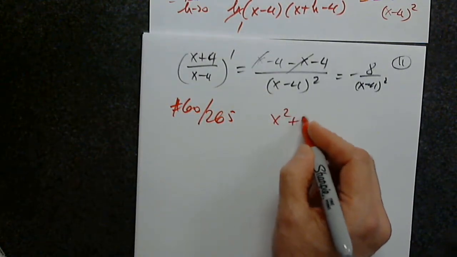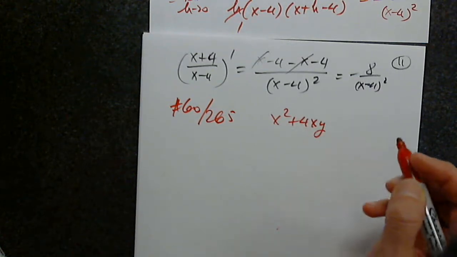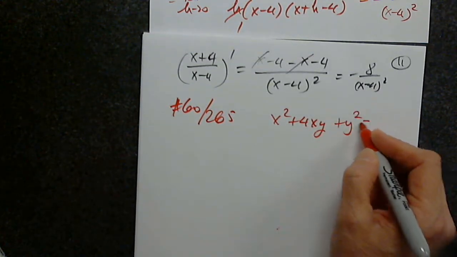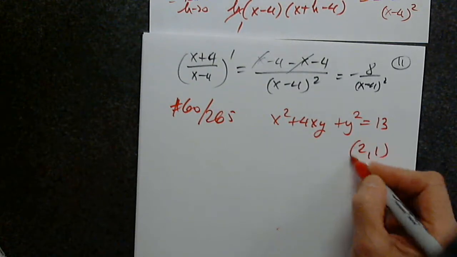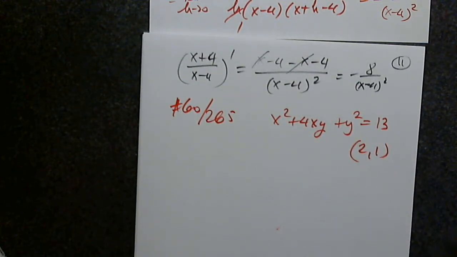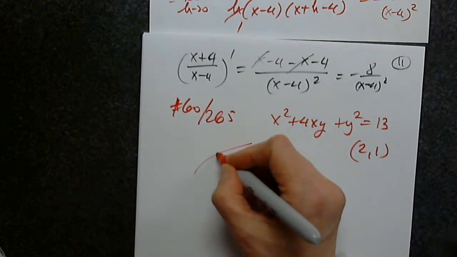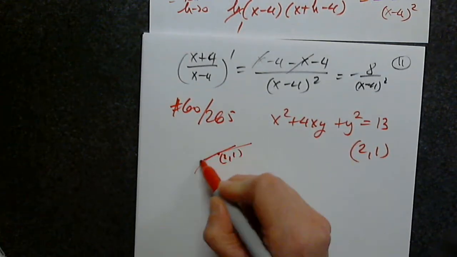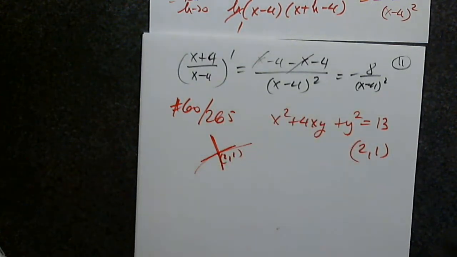And this is x squared plus 4xy plus y squared equals 13, and the point is (2, 1). So here's this curve. At this point, (2, 1), there is a tangent and there is a normal line. And we want to determine both equations.